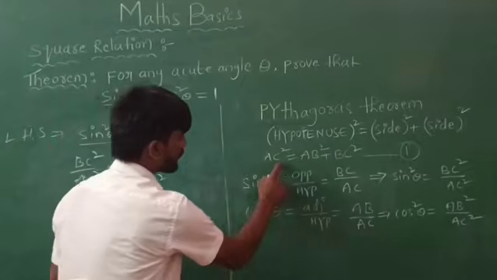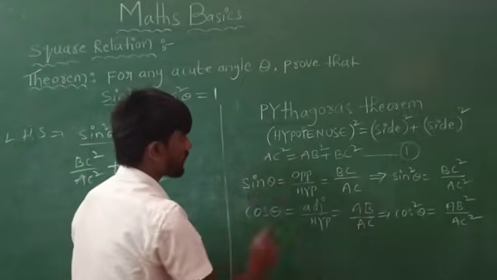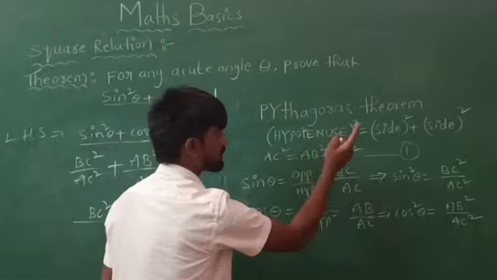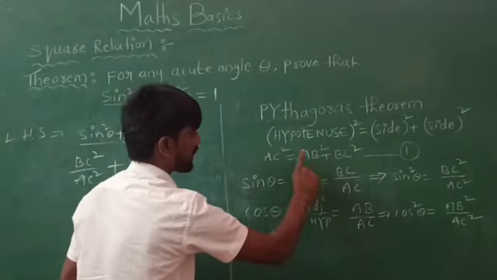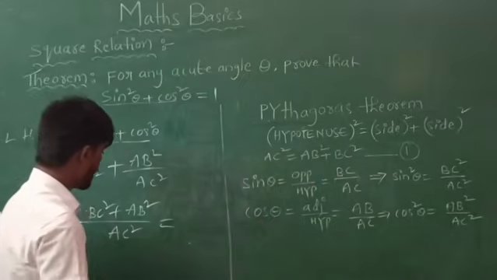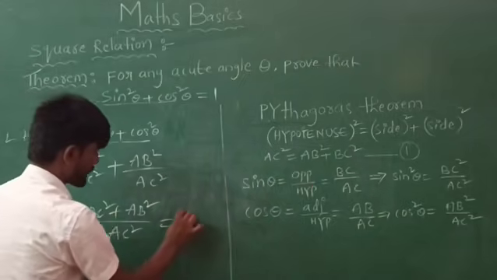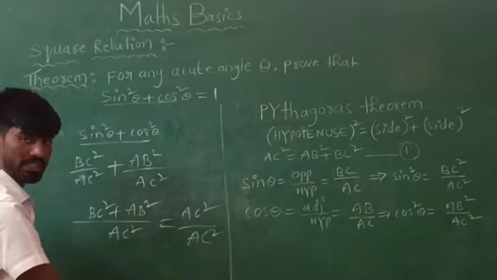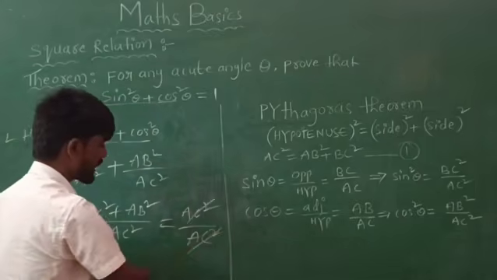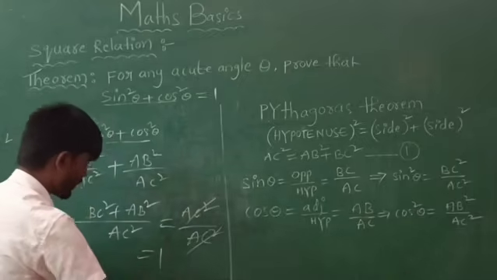According to the Pythagoras theorem, AC square is equal to AB square plus BC square. This is the reverse, so BC square plus AB square is also AC square. Numerator and denominator have the same value, AC square by AC square, which is equal to 1.